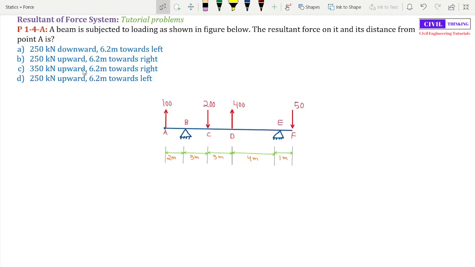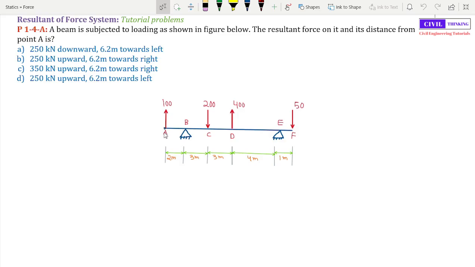Now coming to the problem, a beam is subjected to a loading as shown in the figure below. The resultant force on it and its distance from point A is. Now this is the figure. As you can see, this is a beam, right? There are point loads acting. At A is 100 upwards, at C is 200 downwards, at D is 400 upwards, and at F is 50, downwards. Now we have to find the resultant of all these point loads, and we also have to find the distance of the resultant from point A.